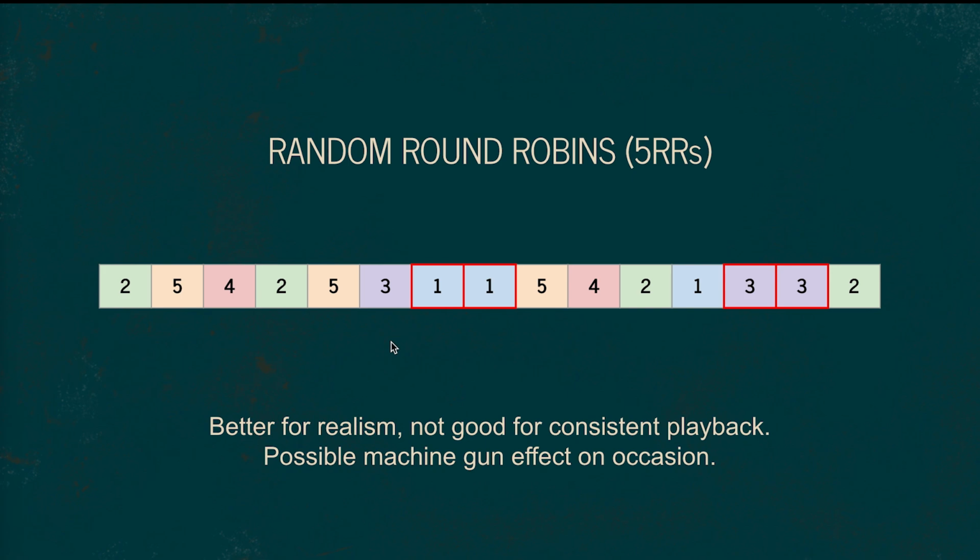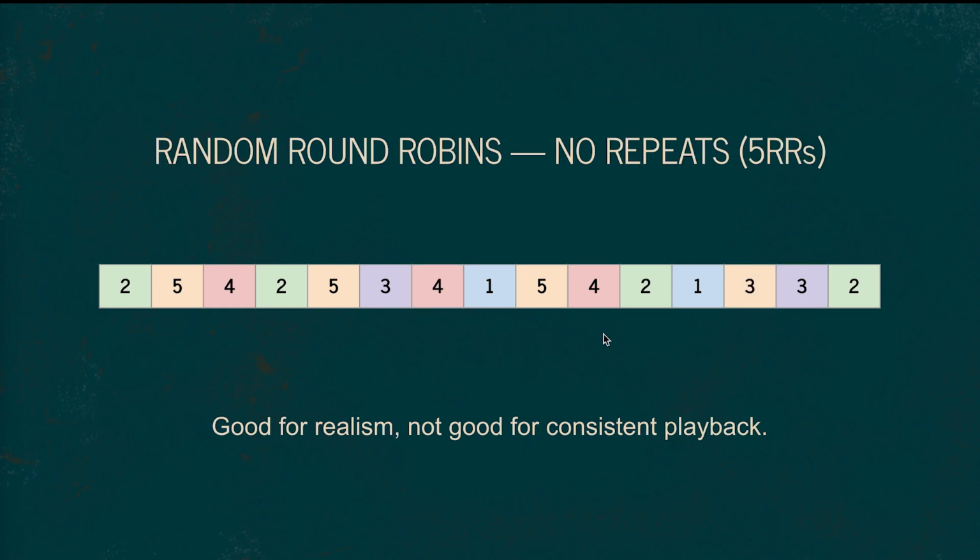Now, this is the very basic example where we're not even checking to see that when we randomize, you could get a machine gun effect because you could get the same sample twice. With only 5 to choose from, there's a decent likelihood of that happening. So then people do a slightly better version where when it's randomized, it checks to make sure there's no repeats. So this is as good as it gets for realism, but it's not good for consistent playback because, again, the first note will be different every single time. So is there a way to have the best of both worlds? And the answer is yes.